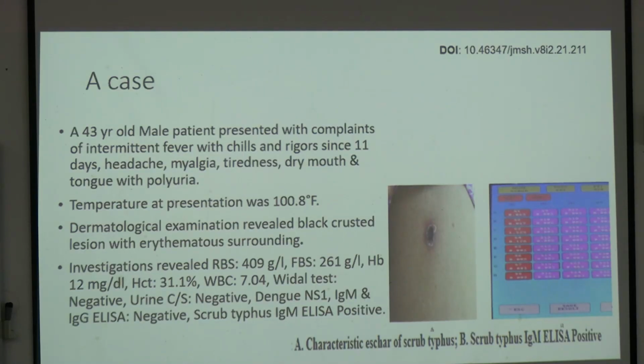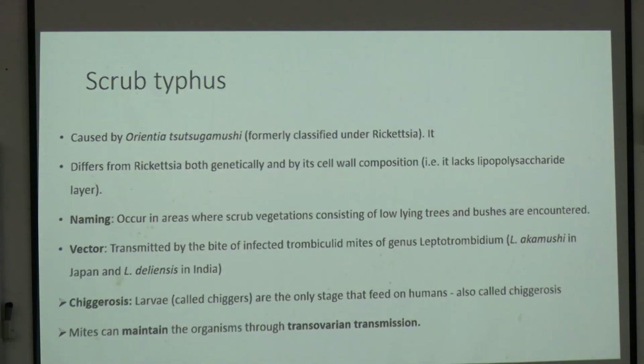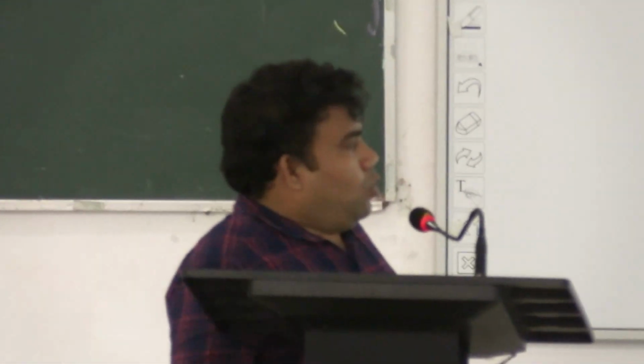Based on that, when Scrub Typhus IgM was tested for, the ELISA result came as positive. So what is this disease? This is also called Scrub Typhus. This is caused by a rickettsia called Orientia tsutsugamushi, and the vector would be trombiculid mites, also called chiggers. Hence this disease is also called chiggerosis. Okay.